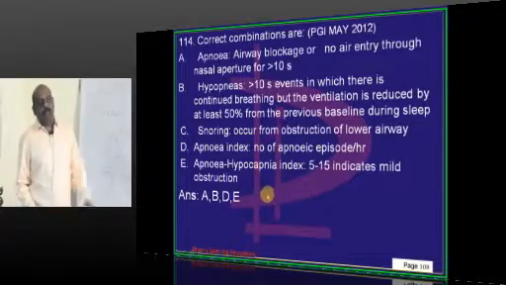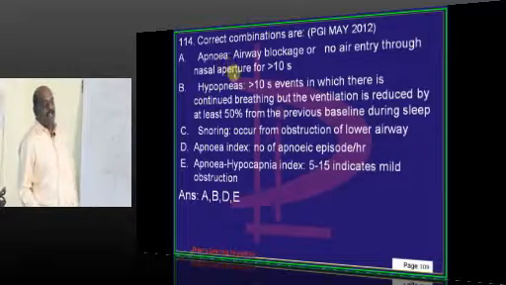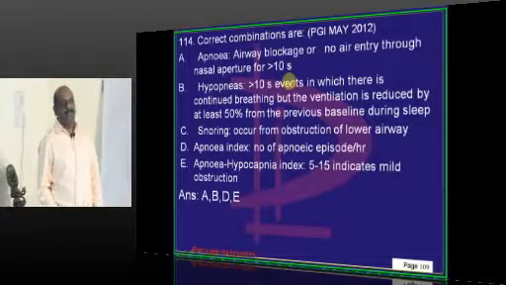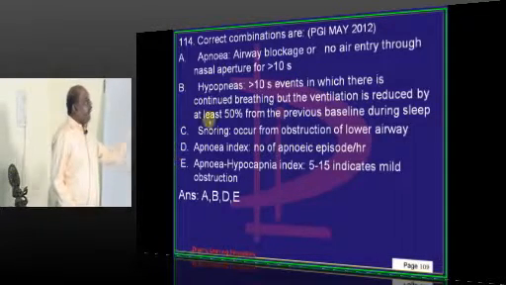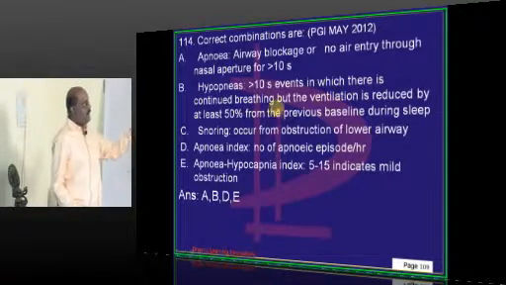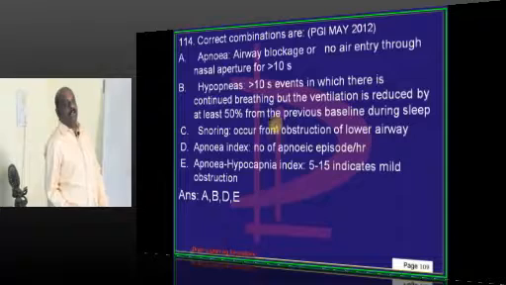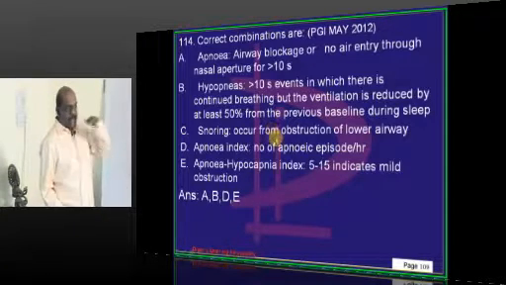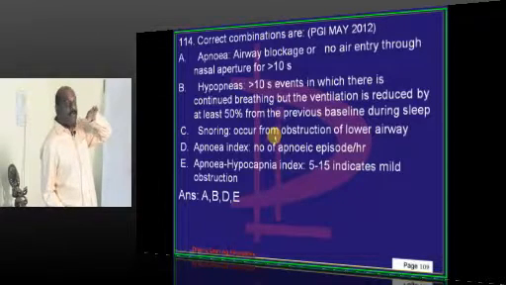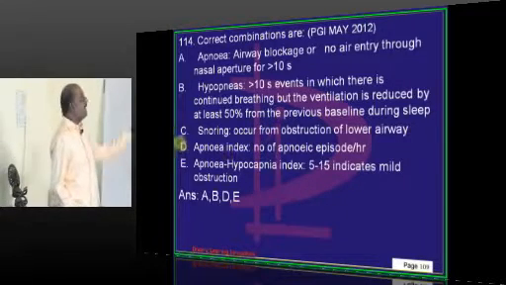So the definitions are important for the examiner. Typically, what are the definitions that are associated? Any airway blockage of more than 10 seconds defines apnea. And hypopneas are more than 10-second events in which there is continuous breathing. Though there is breathing, the ventilation is reduced by around 50%. Complete blockade is apnea. But if the uvula blocks the airway and still some air is passing, with less than 50% ventilation for more than 10 seconds, it becomes hypopnea.